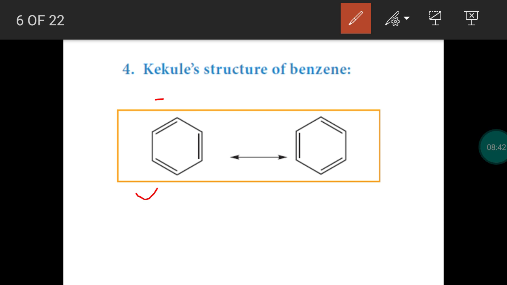So one day he had a dream. In his dream, a snake was catching its tail. Before that, he was trying the open chain structures for benzene. So during that dream, a snake was catching its tail. So he thought over it: why not propose a cyclic structure for benzene? So he proposed this cyclic structure for benzene.